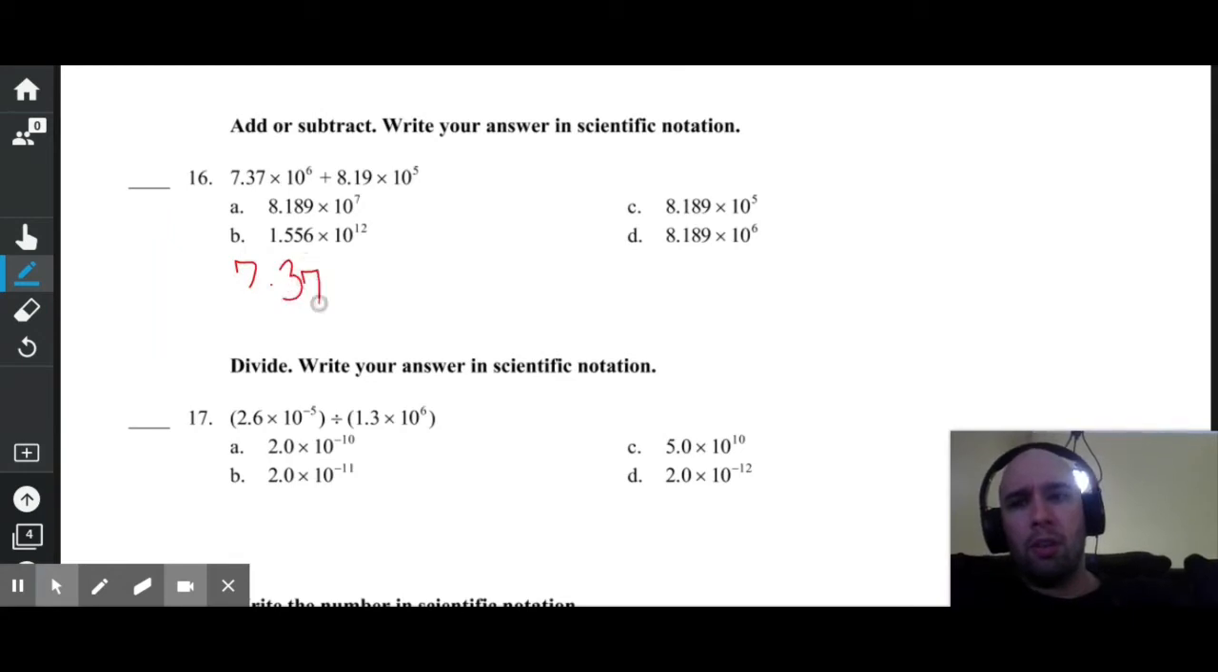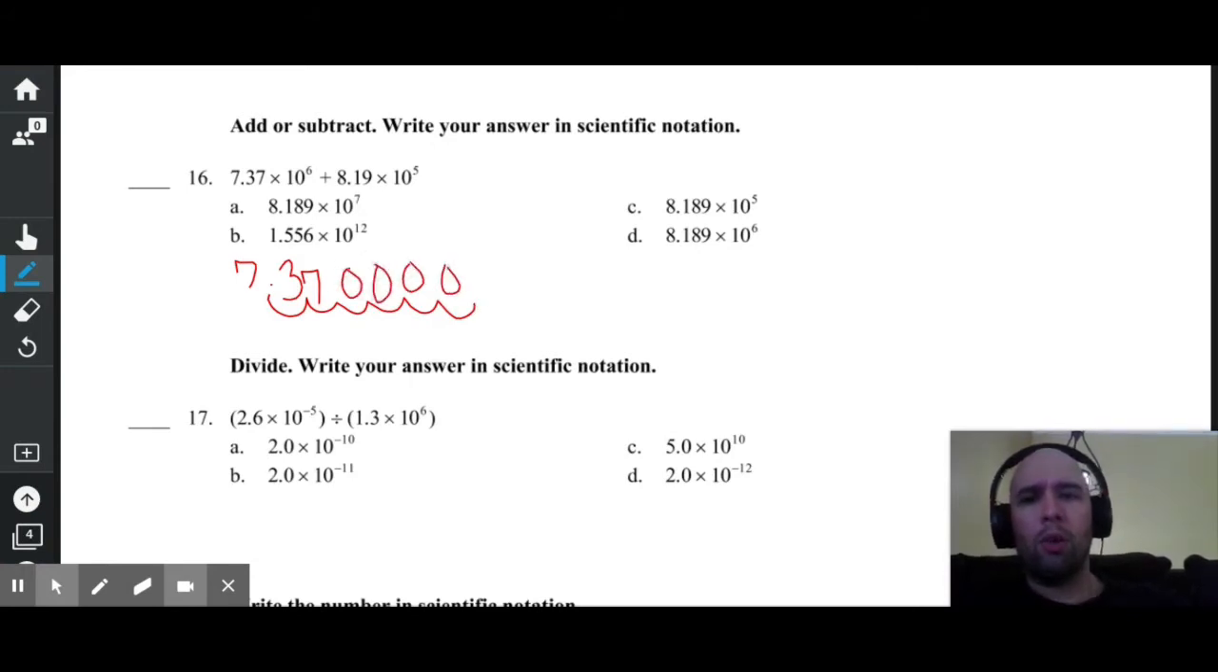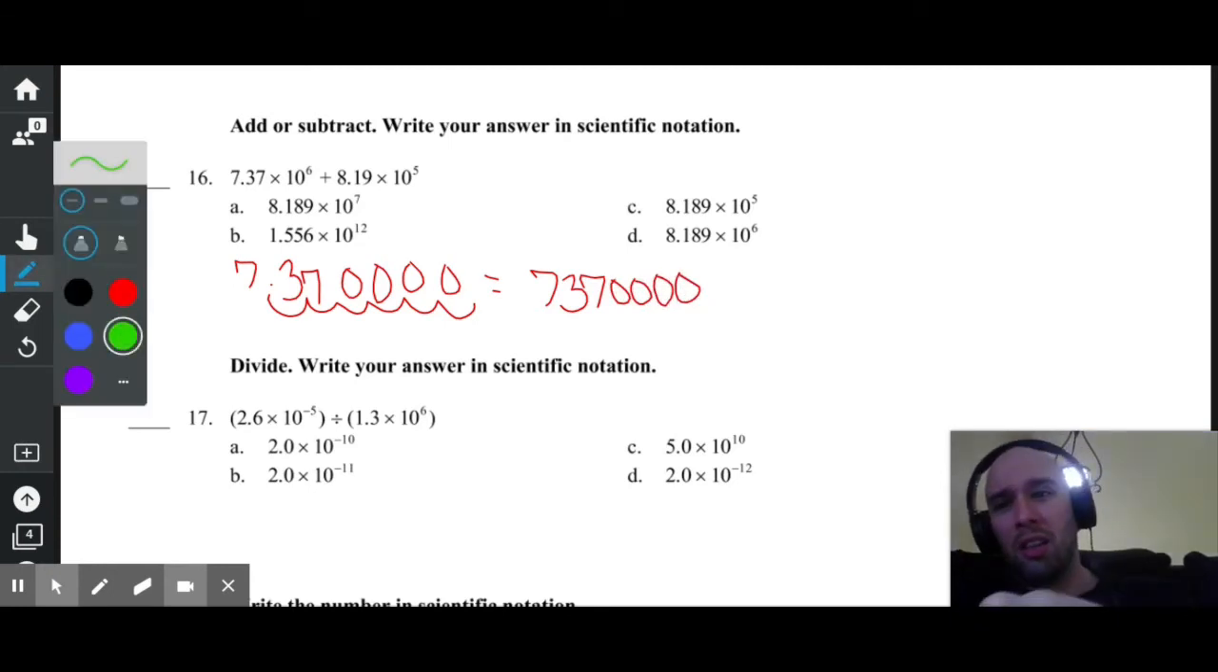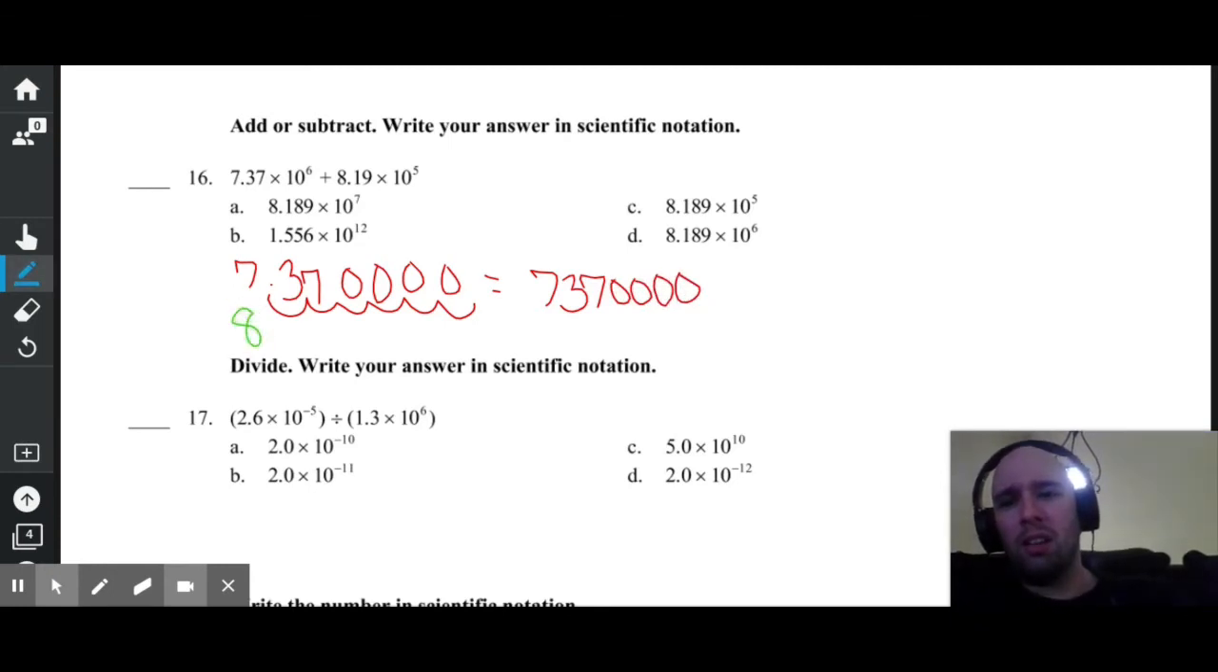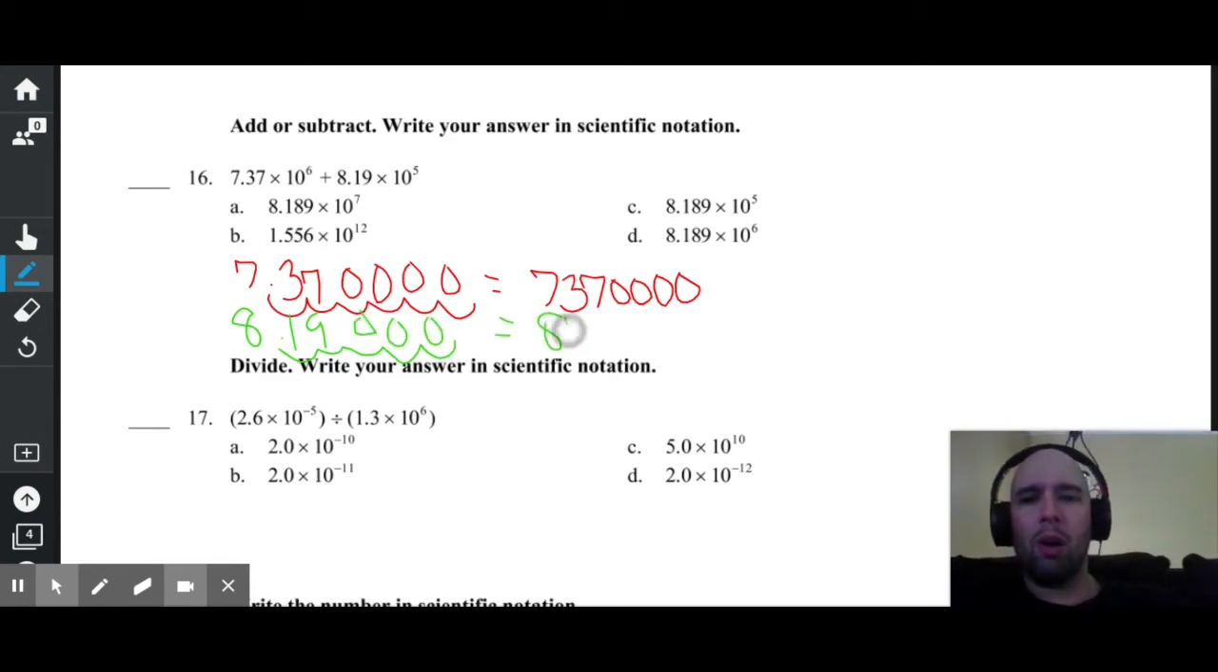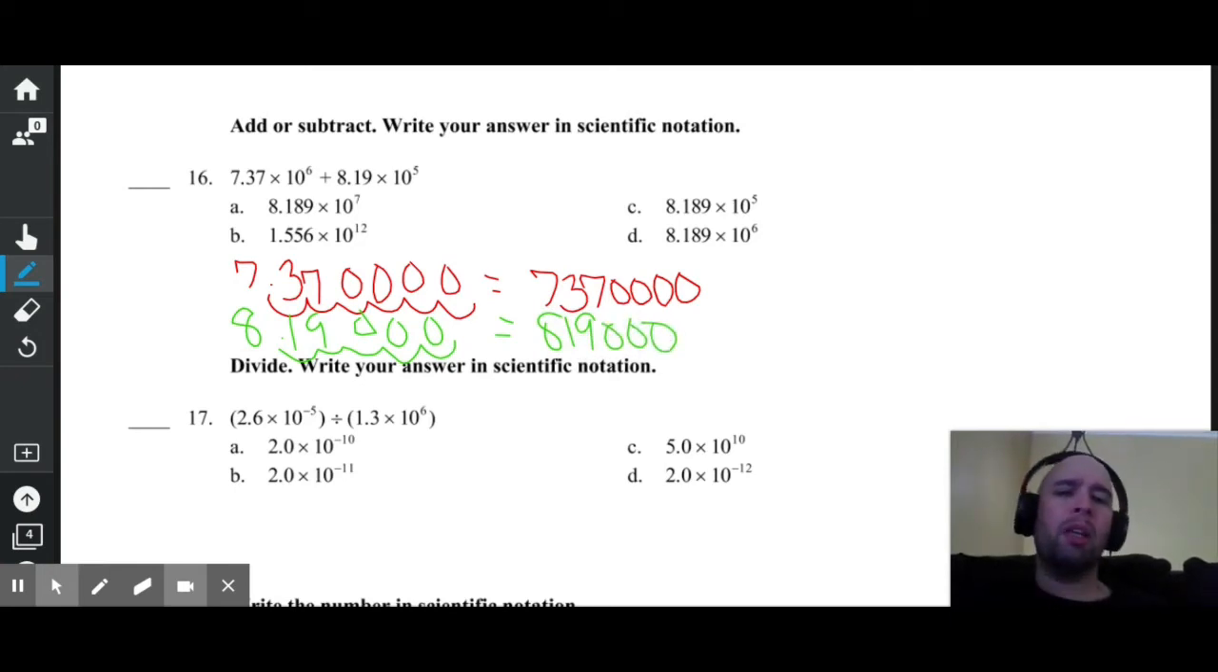7.37 times 10 to the 6 means I move over 1, 2, 3, 4, 5, 6, which means I attach 1, 2, 3, 4 zeros: 7,370,000. That guy, 8.19 times 10 to the 5th means I move over 1, 2, 3, 4, 5, attach 3 zeros: 819,000. I am being asked to add them.